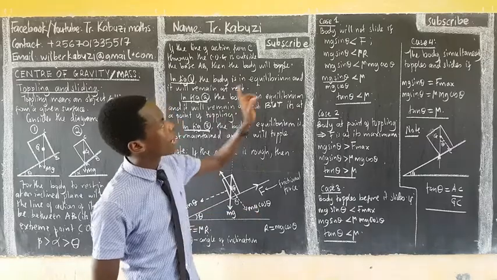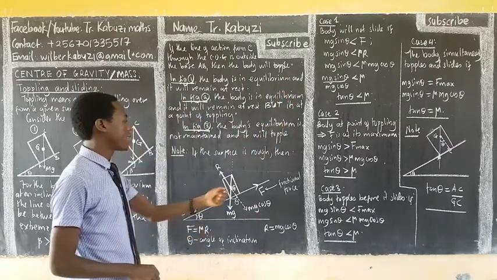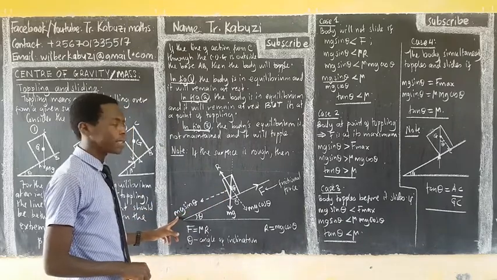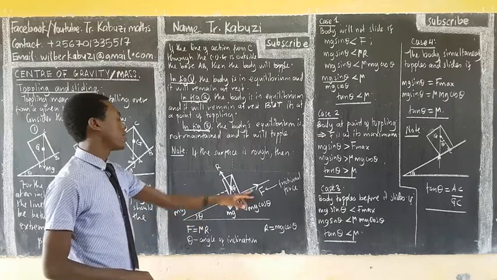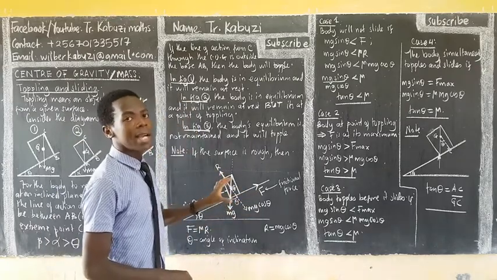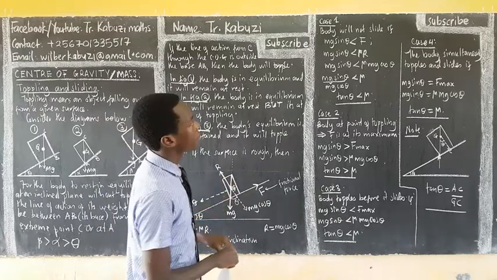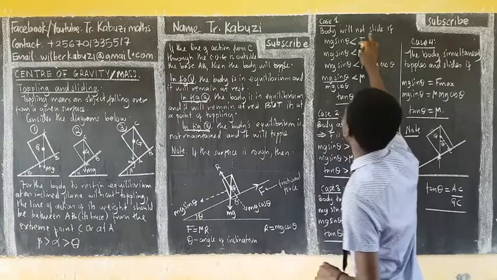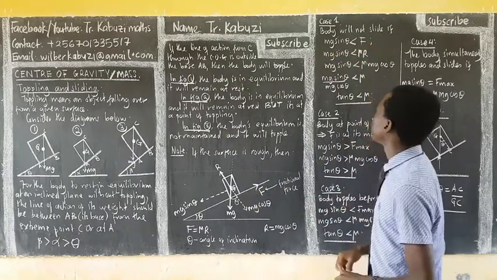Let us see case 1. Case 1, the body will not slide if we have some friction. The body is not going to slide if this friction is greater than this force, because this one is already pulling it down. Remember, it's at rest. So as long as this is less than the friction of the surface, the body is not going to slide. That is the case for sliding.